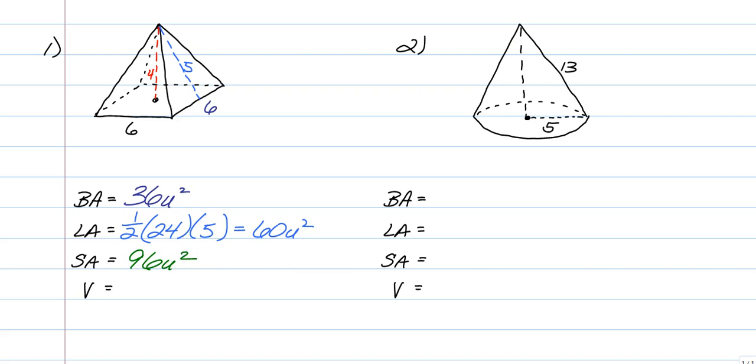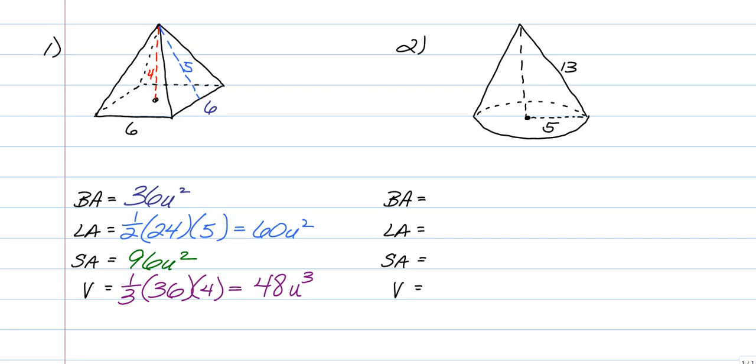Now, the volume is where you need to switch gears, and you need to go use the inside height. So the inside height is 4. So the volume is 1/3 times your base area, which we already found is 36, times your inside height of 4. Okay, and that's going to give us 48 units cubed. Okay, so that is how you work with surface area and volume of pyramids and cones.